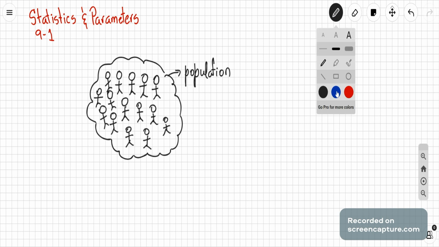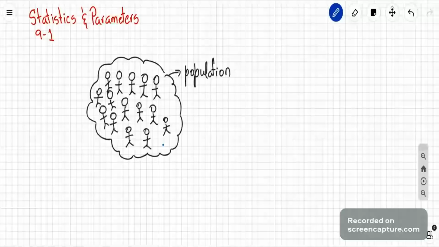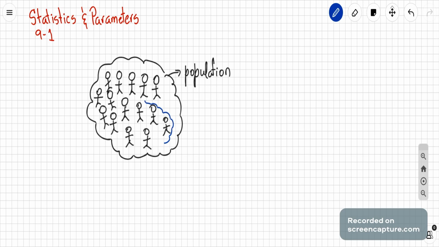That's why what we do is take a small portion of that population, and that small group, we're going to call it a sample. That is the sample. And the sample must be representative of the population in order to be sure that whatever information we collect from these people is, if not exact, very, very close to the reality of the entire population.